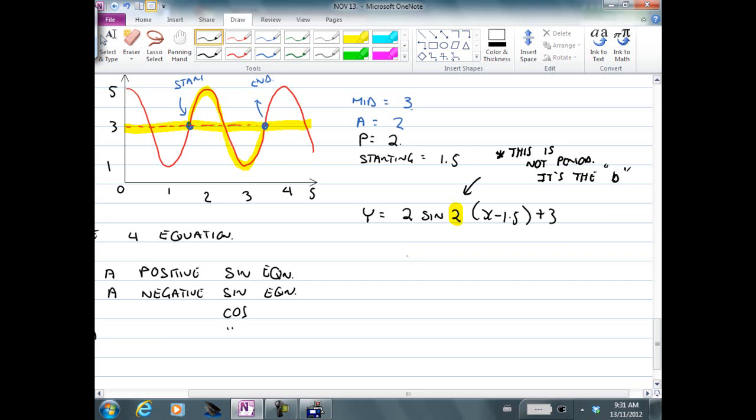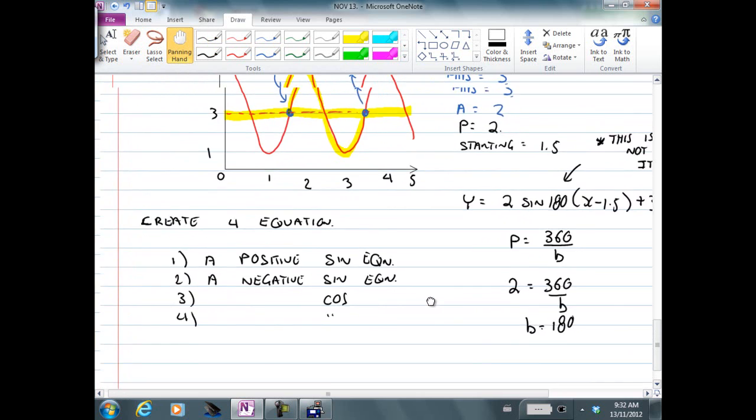So let's write down my formula. Period equals 360 over b. I know my period is 2. 360 over b. So what does b equal to? Cross multiply. 180. So when you actually work this out, this has to be 180. Oh, no. You have to get everything correct. That is my positive sine.